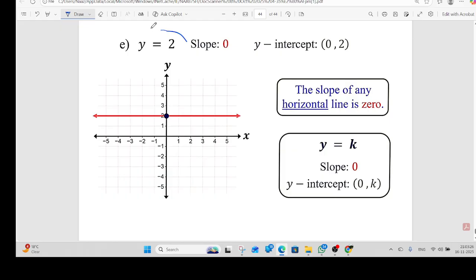So if we have to plot y is equal to 2, then y equal to 2 means at 2 we just plot a horizontal line, and we know the slope of any horizontal line is 0, right? And this is the y-intercept, which is 0 comma 2, right?